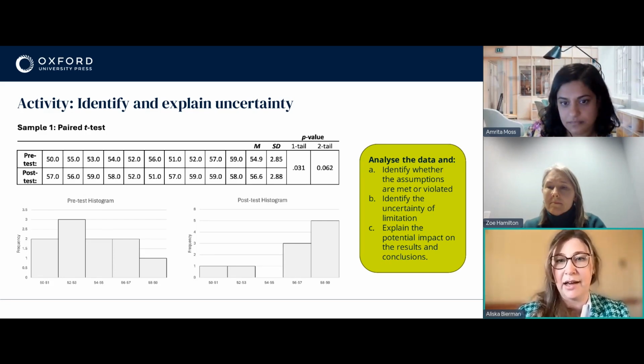To test this then, I actually went and did Shapiro-Wilk using the statistical software to see what I would get. The one on the left, the pre-test, came back as normal. It was fine. The one on the right, the post-test, definitely failed the normality assumption.